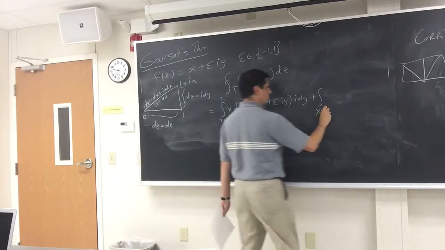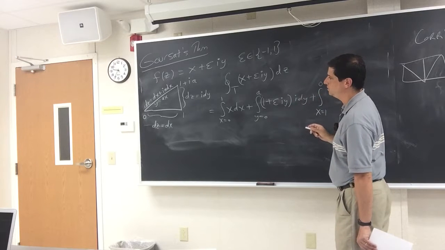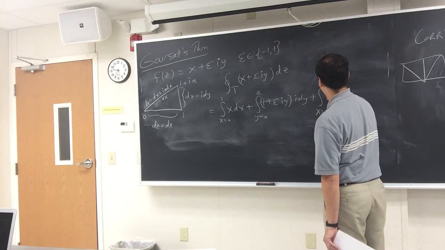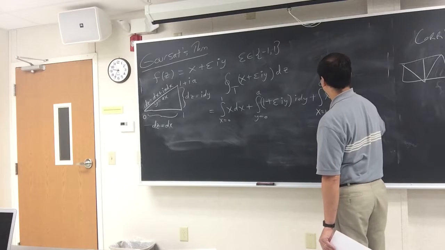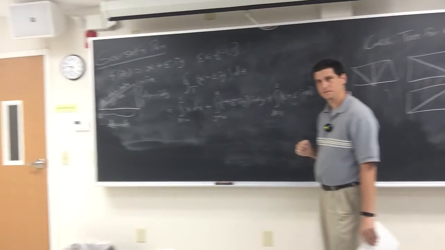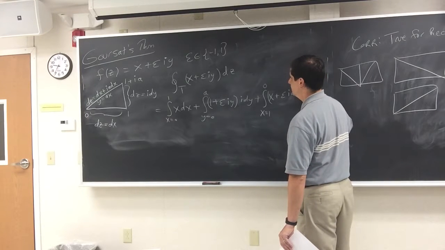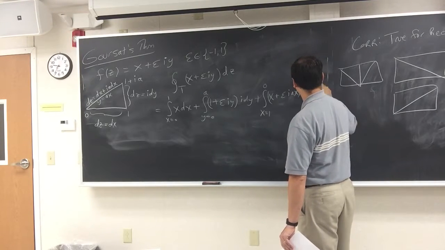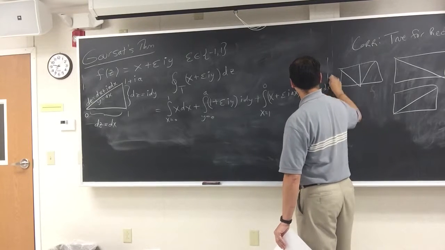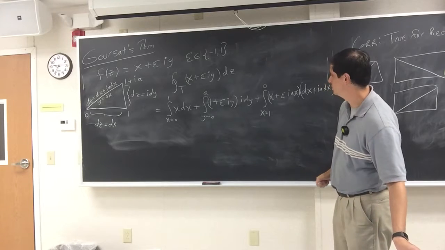X goes from 1 to 0. Perfect. And now x plus epsilon i y, since y equals ax, is going to be x plus epsilon i ax, right? And then it's going to be dx plus i a dx. I'm just making sure. Good. So this is exactly what I have in my notes.